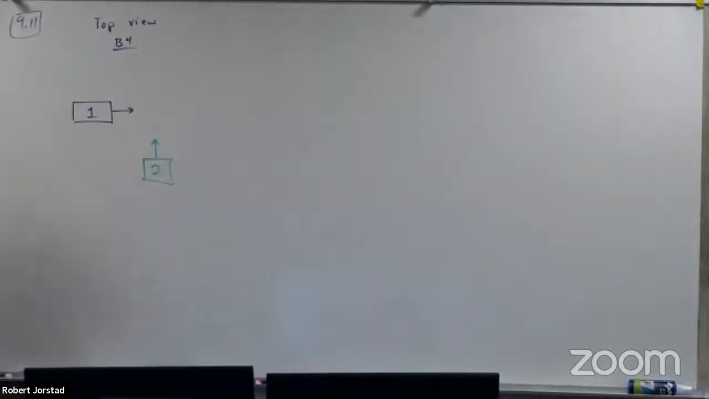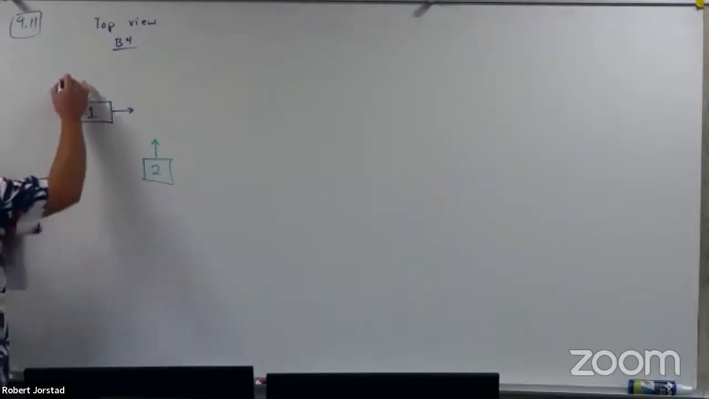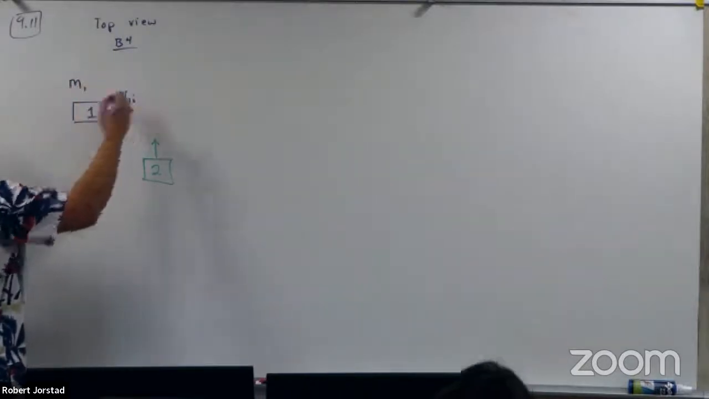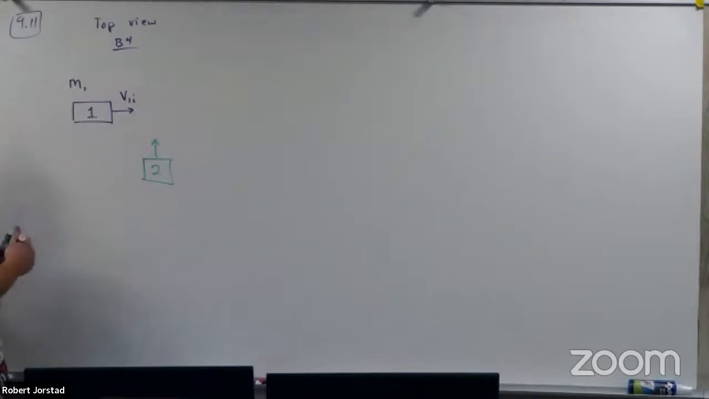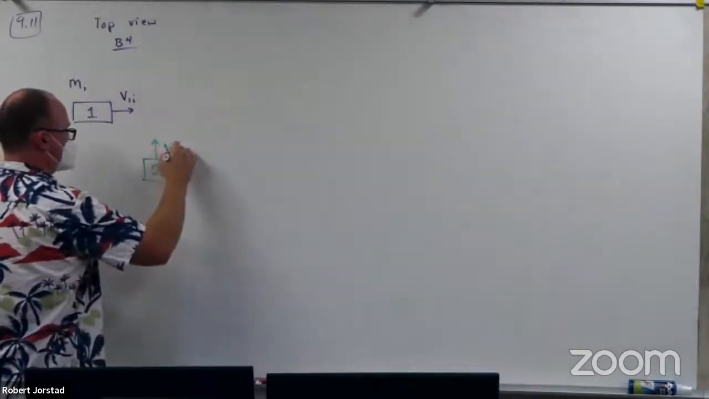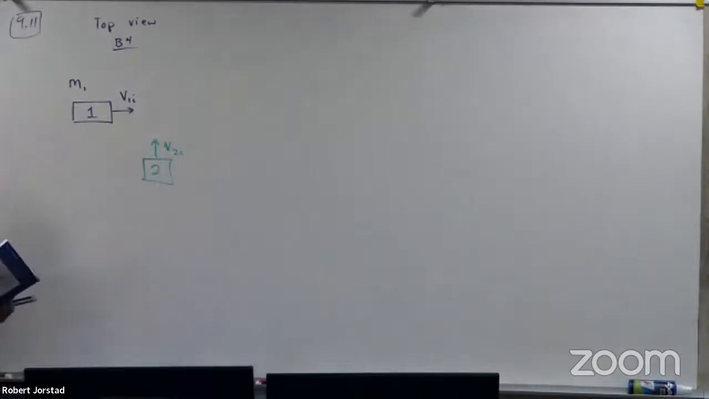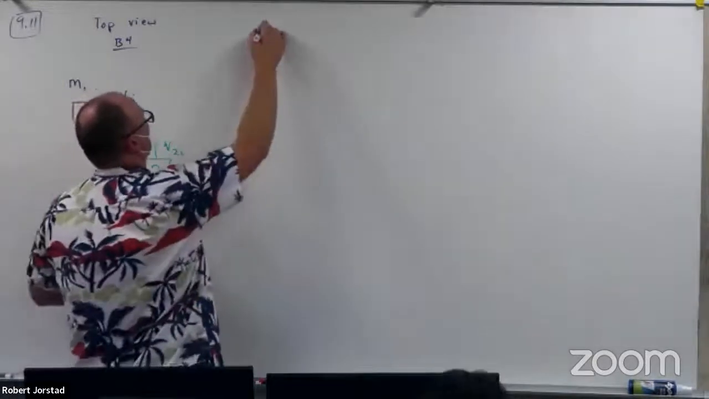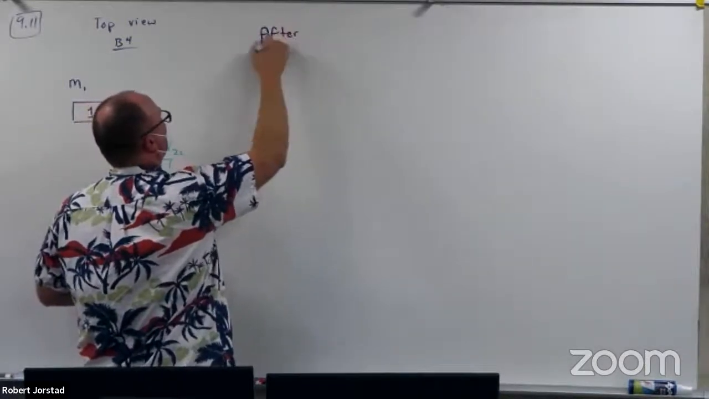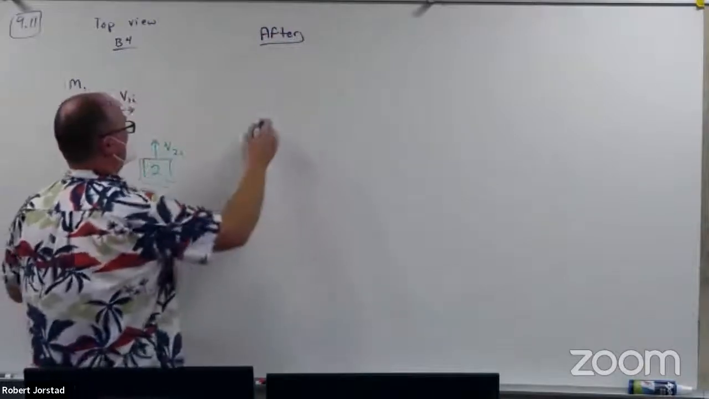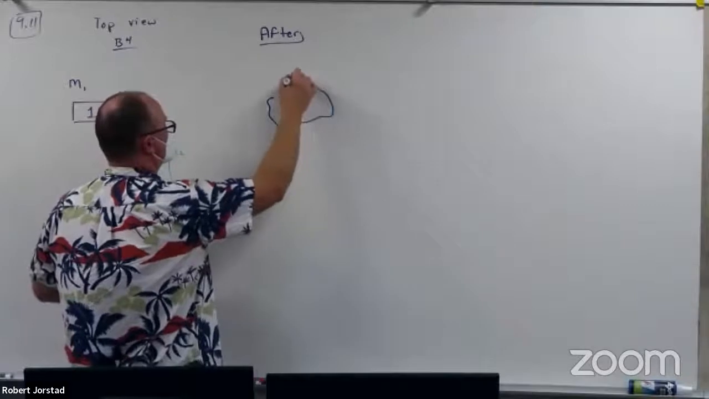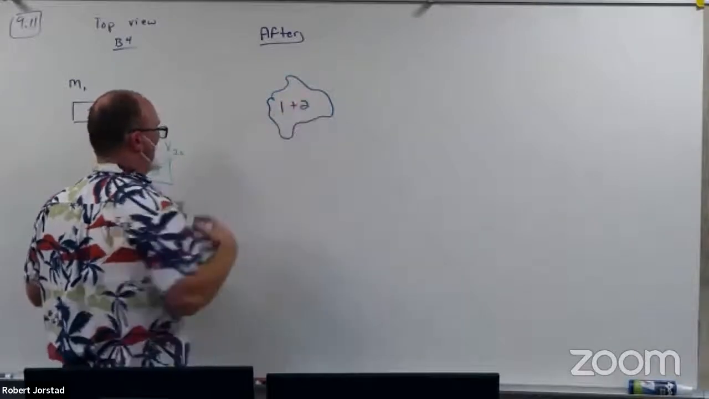Okay, so we've got objects 1 and 2. This is the truck with this mass M1. So we're told M1, and we're told V1 initial. This is V2 initial. Two objects stick together. Final state. We're going to make some blob here, and they're going to move off at some angle.